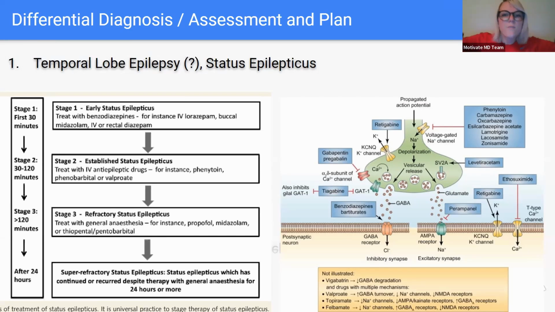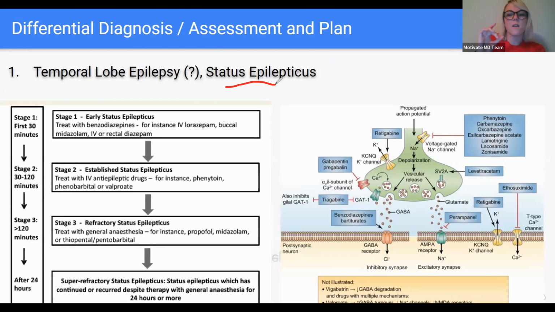Okay, those are two different things that I think get a little bit confused sometimes. But what we know for sure is that this patient probably was in status epilepticus, and there is a very meticulous thing that we do to treat status epilepticus, and that's usually treating with benzodiazepines, like lorazepam. We give it IV, and that's in the first 30 minutes.